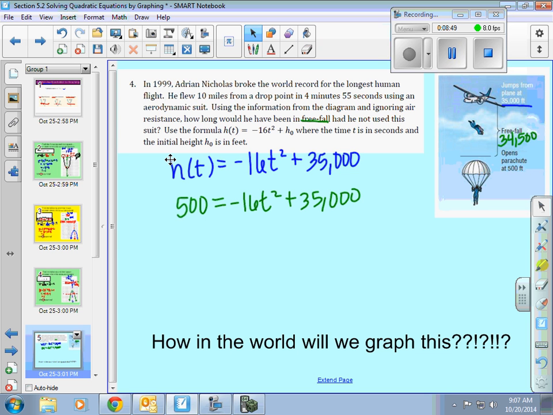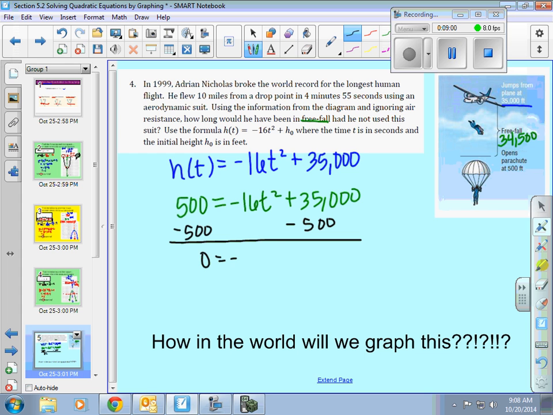So I need to go ahead and solve this problem. The first thing that I would do is subtract 500 from both sides. So I have 0 is equal to -16t squared plus 34,500. Now one thing that I notice is that there's no b value. I don't have a number with just a t. So I can actually solve this algebraically. I don't need to graph it.